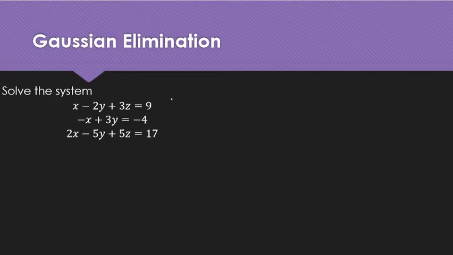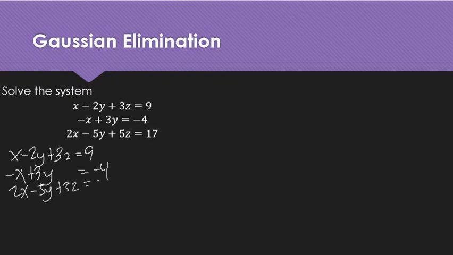First, it's better to write the system with the same variables aligned. So I can have x minus 2y plus 3z equals 9 here. And I will have negative x plus 3y. I will leave z blank here because I don't have a z, equals negative 4. And then I will have 2x minus 5y plus 5z equals 17. So at least we know that we have 3 x's, 3 y's, and 2 z's.